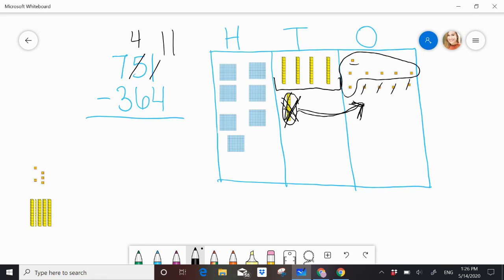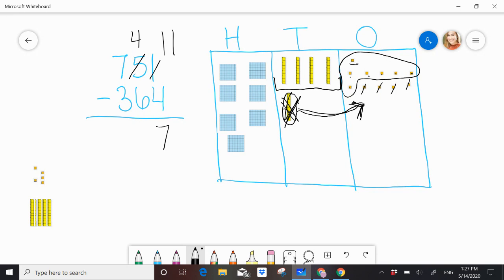Let's count it up. 1, 2, 3, 4, 5, 6, 7. 11 minus 4 equals 7. Oh no, I've run into another problem now. I'm looking at this tens place and I'm thinking to myself, I need to do 40 minus 60. 4 minus 6. Man, I can't do that. You can't do that. I can't do 40 minus 60.